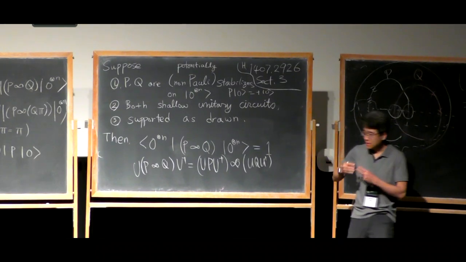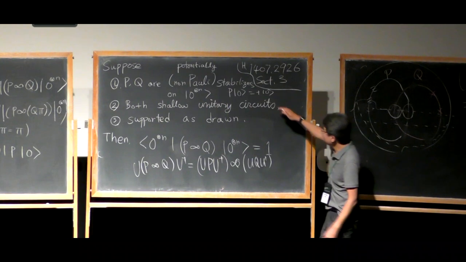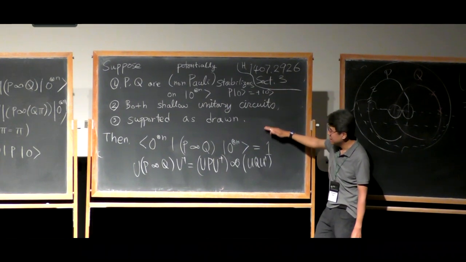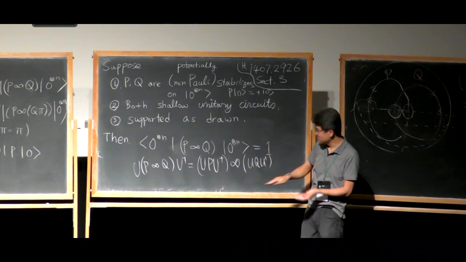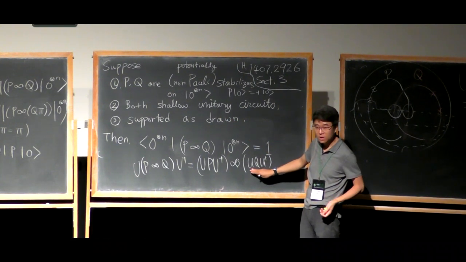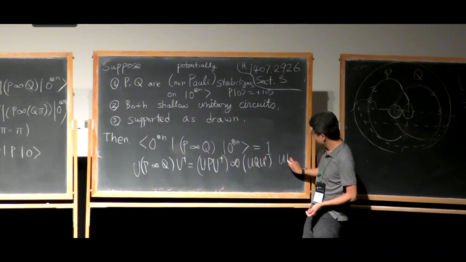So fixing the state, I change the observable. And if P and Q satisfy all these three conditions, the time-evolved version by some small depth quantum circuit U, which is unknown to me, will still satisfy these conditions on the evolved state.